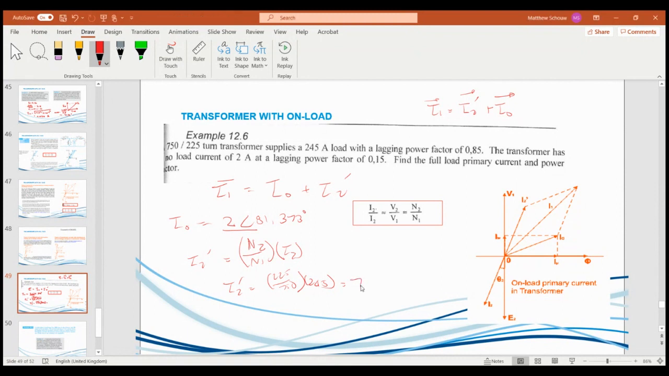Okay. 73.5. And again, at that power factor, we just convert it into an angle. So 0.85, cos inverse of 0.85, and that's obviously lagging there. So it's an angle of 31.788. And I should have put a negative here and a negative here because they're both lagging.